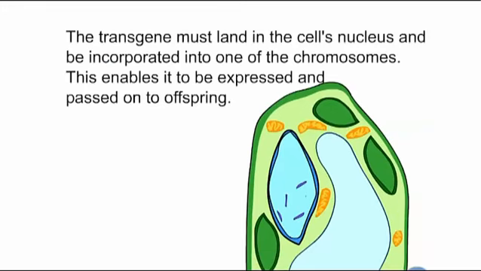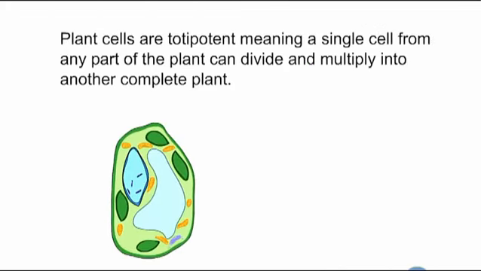The transgene must land in the cell's nucleus and be incorporated into one of the chromosomes. This enables it to be expressed and passed on to the offspring. So expression of the transgene is the last step. The host organism expresses the transgene, resulting in the production of a new protein or trait. So this step is very important.